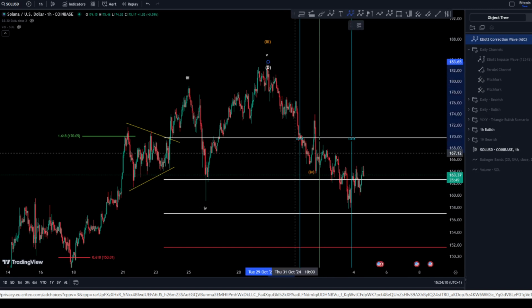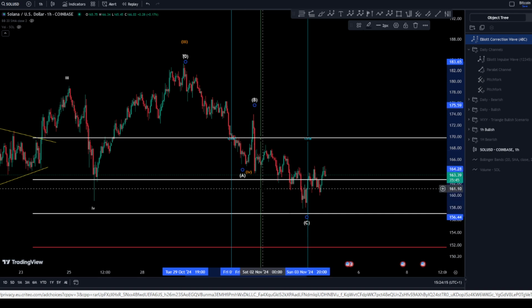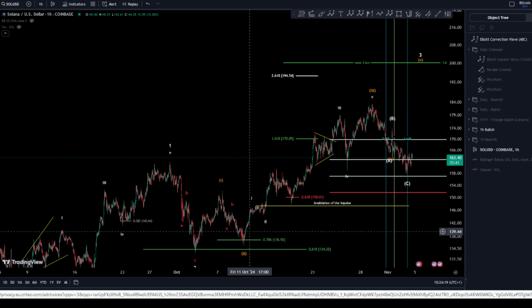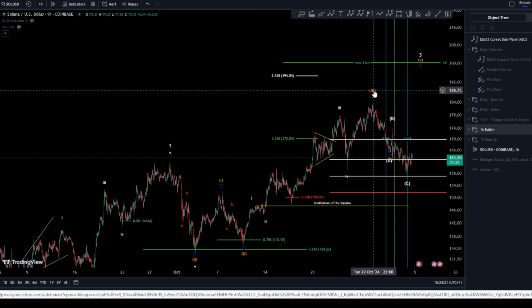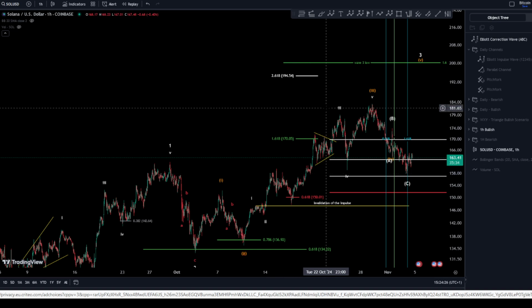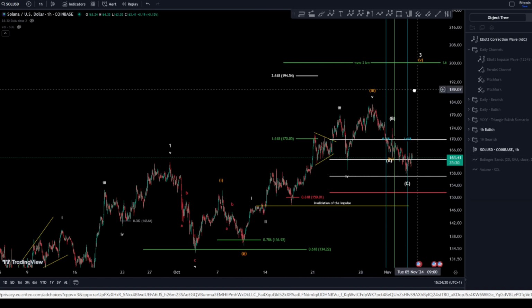Therefore, I would prefer to label this zigzag now A, B, and C. Now we had a count here, Y in orange. We have 1, 2, 3, 4, 5. Okay, and this 1, 2, 3. 1, 2, 1, 2, 3, 4, 5. Yeah, that's true. Okay, yeah.